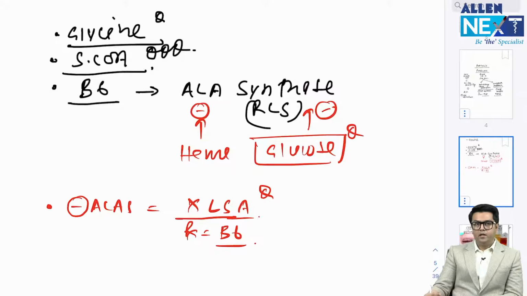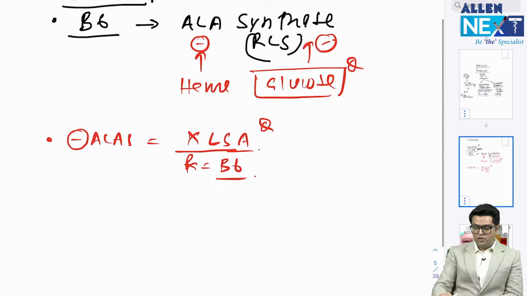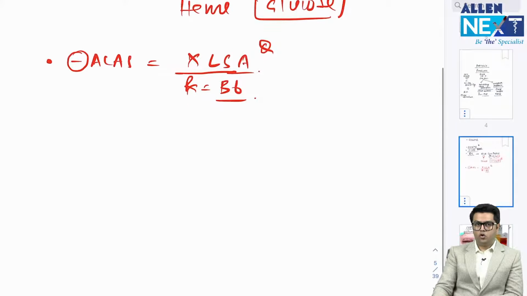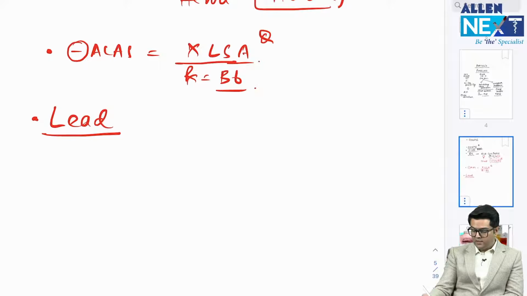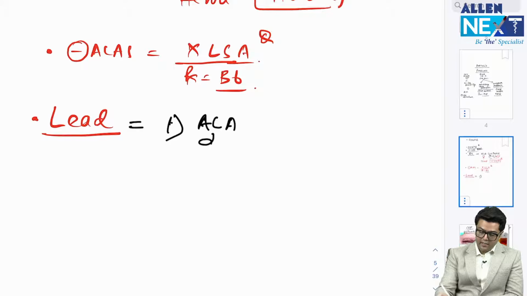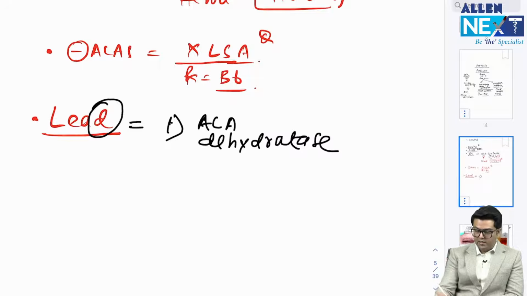Fine. Now there is one more important question here, which is one of the most commonly repeated points in the heme pathway, and that is lead is an inhibitor of. So guys, lead poisoning inhibits three enzymes of this particular pathway. What are the three enzymes? First, ALA dehydratase. So guys, remember lead is inhibiting dehydratase, not the synthase.